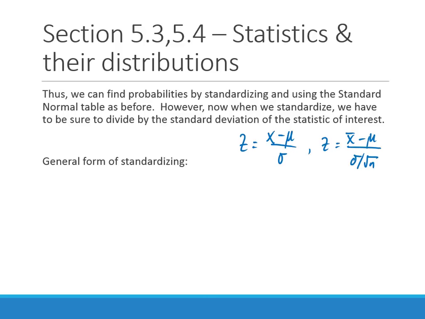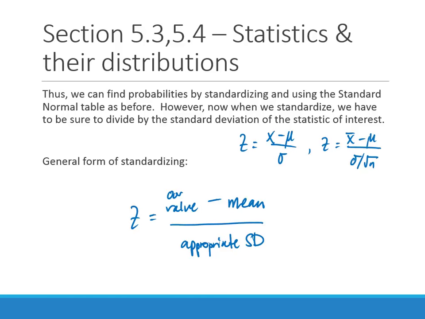But I just wanted to make the point that this is sort of a general form. So z is going to equal, we'll call this R value, so either that's an individual observation or it's the mean or whatever. We subtract off its mean, and then we divide by the appropriate standard deviation. So this is a good general form to keep in mind. We'll take whatever random variable we're looking at, subtract off its mean, and divide by the appropriate standard deviation.